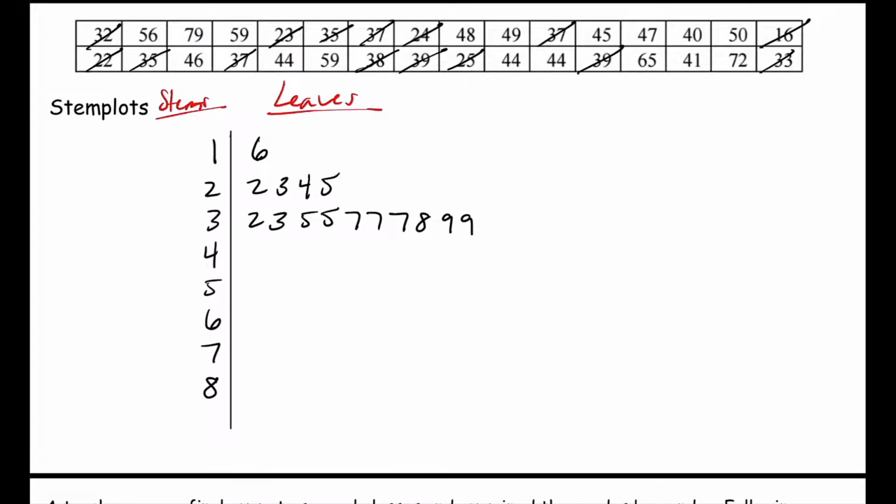Okay. 40s. Let's see. We got a 40. We got a 41. We have 1, 2, 3 44s. A 45, a 46, and a 47. And then we have 48 and 49. Yes, we do. We got a lot of 40s, just like 30s. Made sense. We had a lot of dots in between 40 and 50.